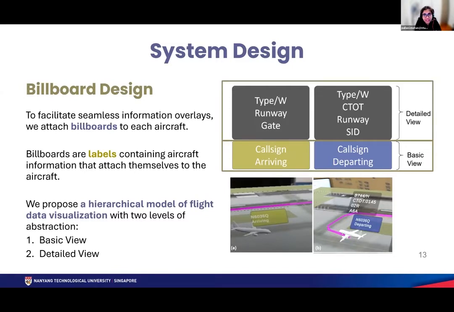The second level of abstraction is the detailed view, as you can see on top, that contains much more relevant information, but it has to be explicitly activated by hand gestures. In this case, an air tap, a mid-air hand gesture that is well supported in mixed reality headsets, activates this detailed view of a billboard. So the detailed view contains different information for arriving and departing aircraft, and controllers can explicitly choose whether or not to display it when looking at a particular aircraft.